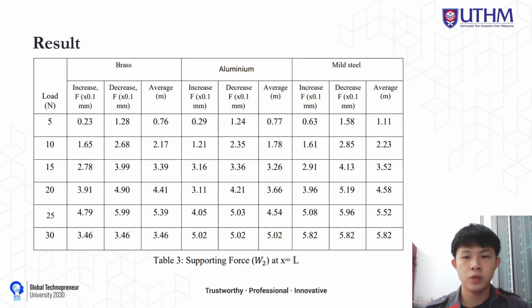For the aluminium and mild steel, the least average deflection is 0.77 meter and 1.11 meter, while the load applied is 5 Newton. The greatest average deflection for the aluminium and mild steel are 5.02 and 5.82, while the load applied is 30 Newton.